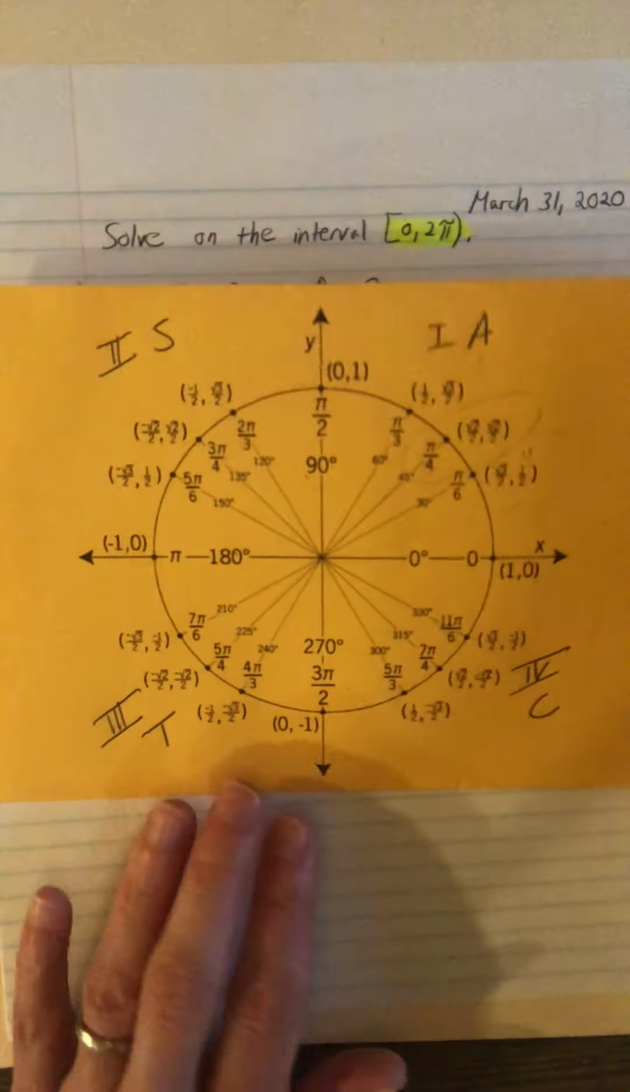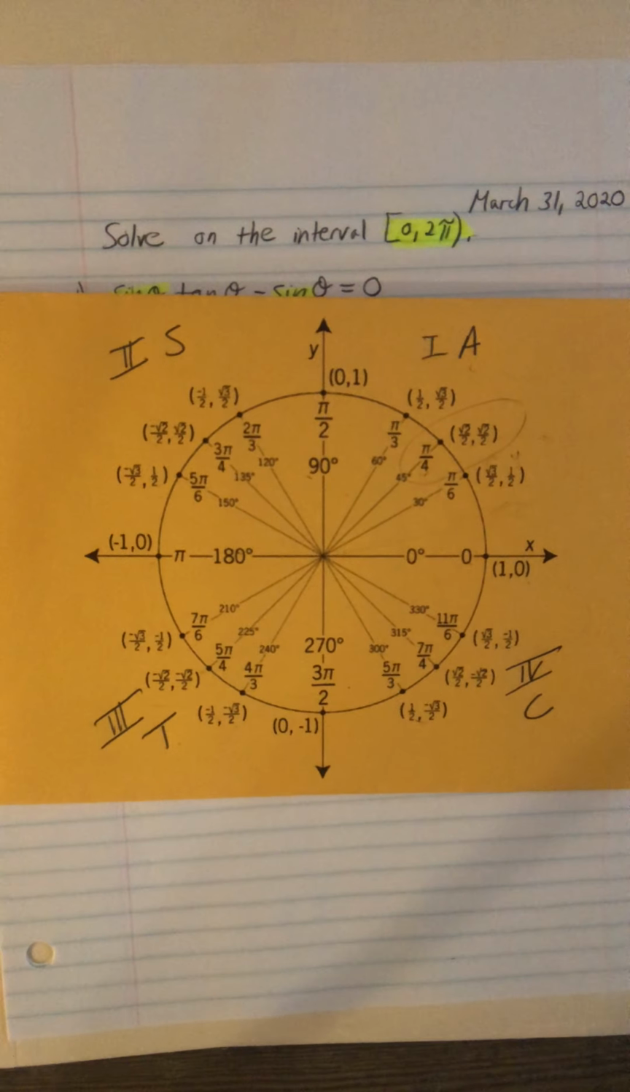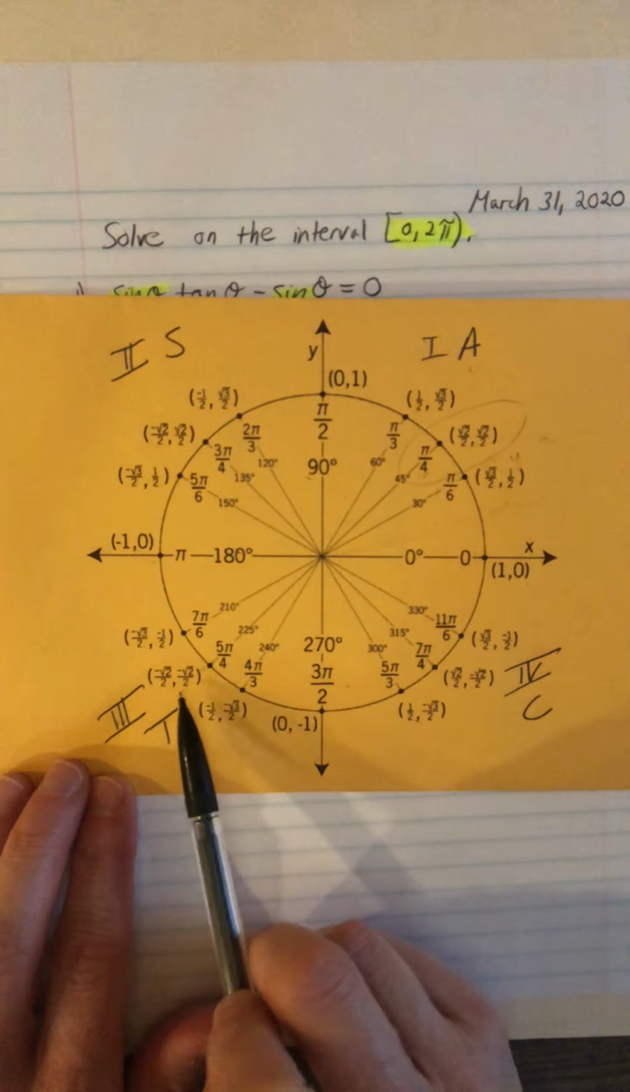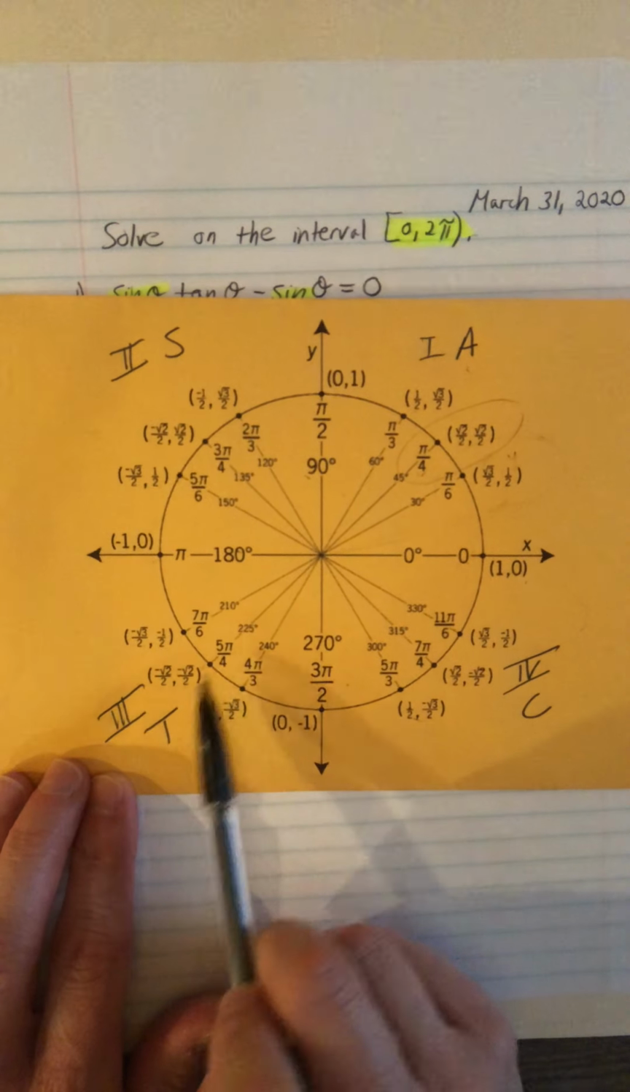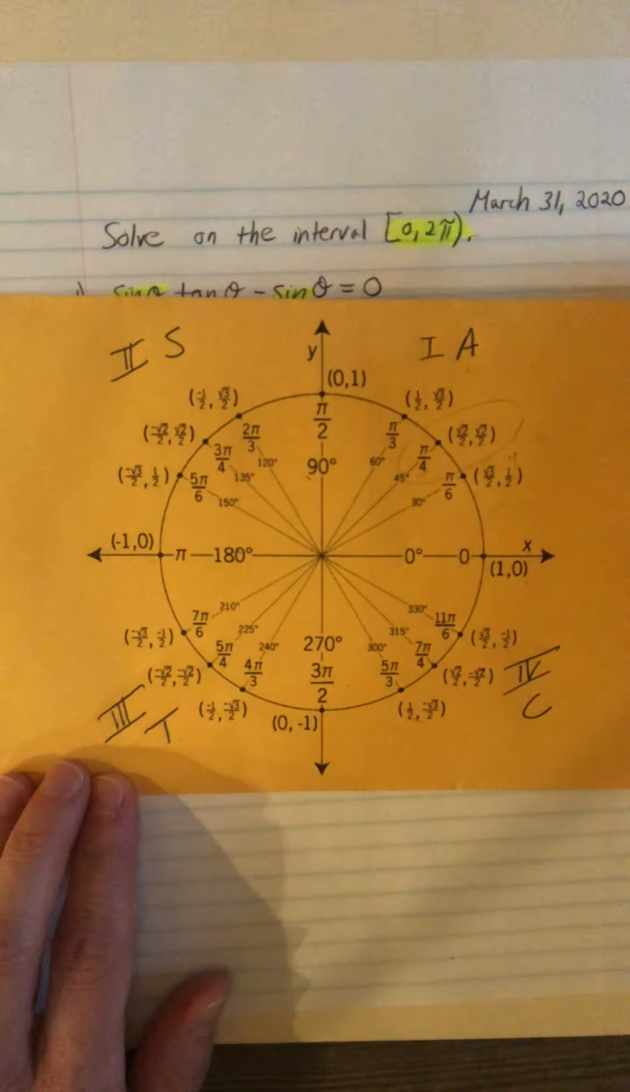When else are they exactly the same? Well, I know tangent is positive in quadrant 3. So I look here, when is it exactly the same? Negative root 2 over 2, negative root 2 over 2. That's at 5 pi over 4.